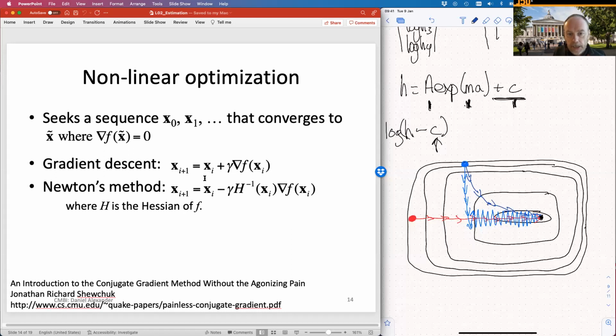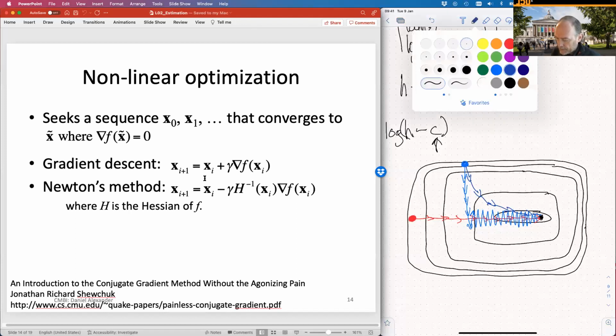Okay, question from Sam. In this example, wouldn't it be traveling directly to the right, as that is in the direction perpendicular to the contours? So the red one, I think, would just travel directly to the right.